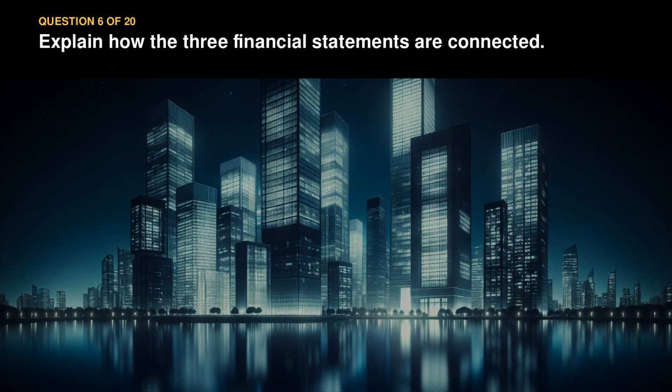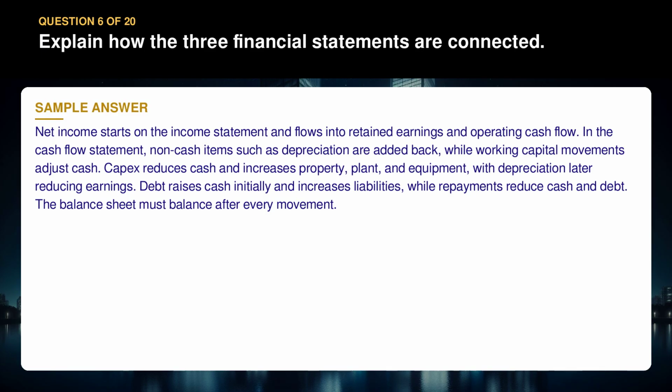Question 6. Explain how the three financial statements are connected. Net income starts on the income statement and flows into retained earnings and operating cash flow. In the cash flow statement, non-cash items such as depreciation are added back, while working capital movements adjust cash. CapEx reduces cash and increases property, plant, and equipment, with depreciation later reducing earnings.